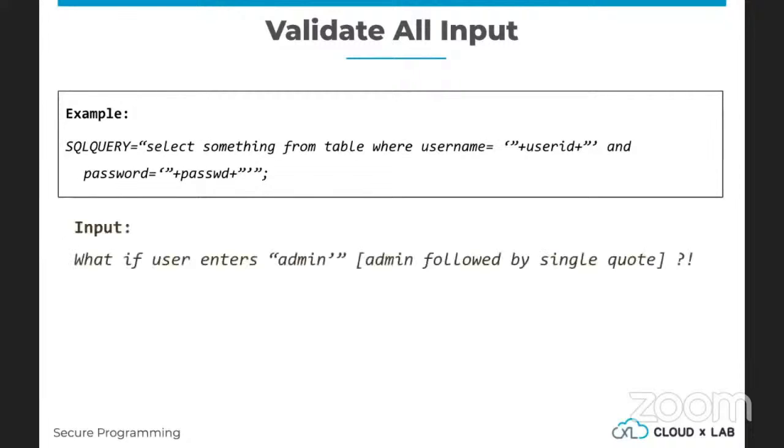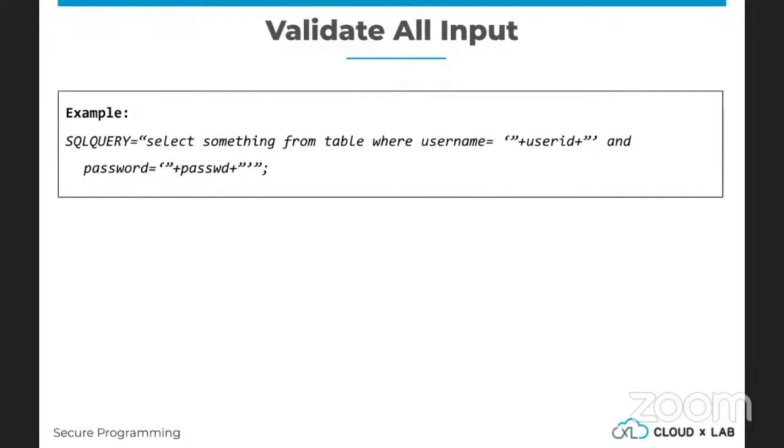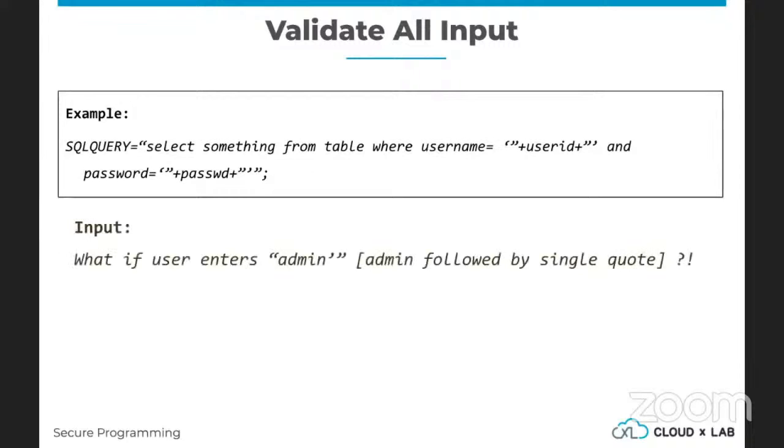So do you see anything wrong with this? Anyone? Select something from a table where username equals the user ID provided by the user in single quotes, and password equals the password provided by the user in single quotes, right? So yes, there are many bugs in it. Yes, thank you, Noor. Essentially, it has something called SQL injection, okay?